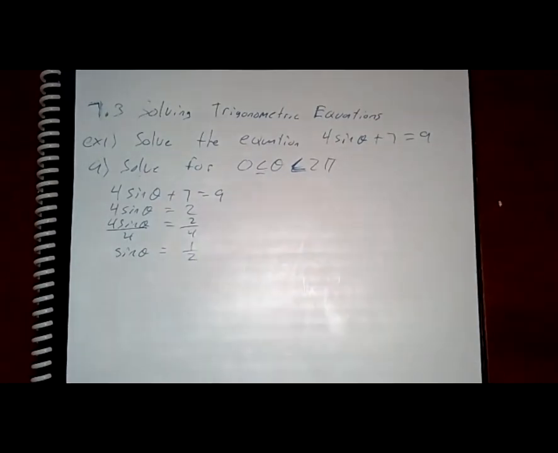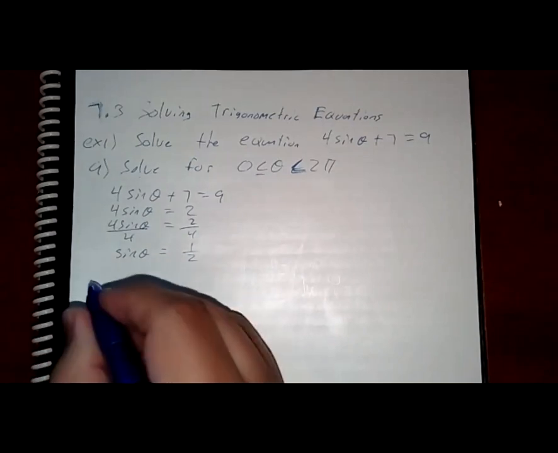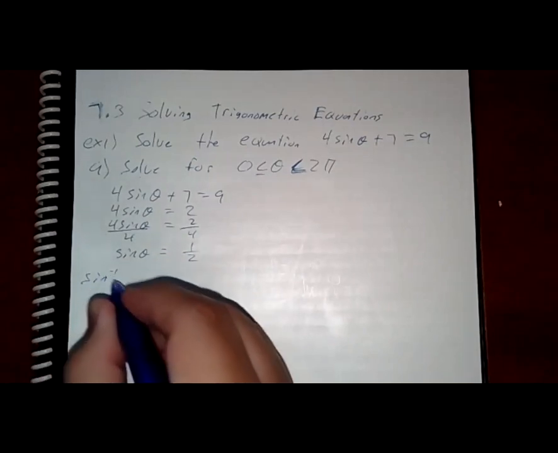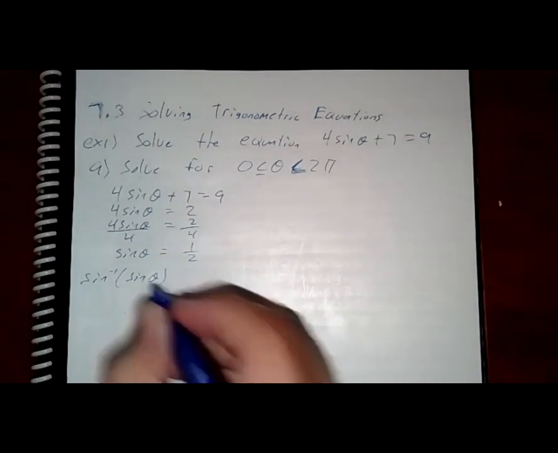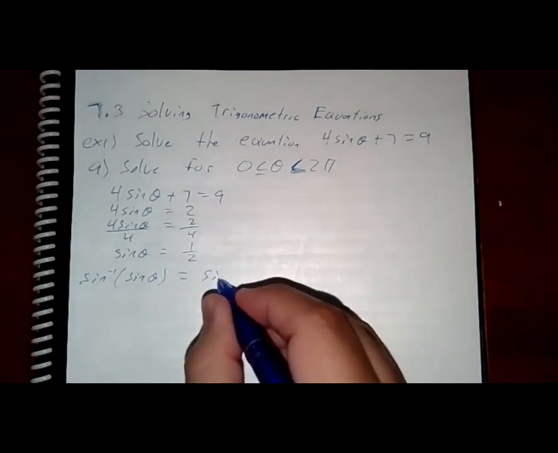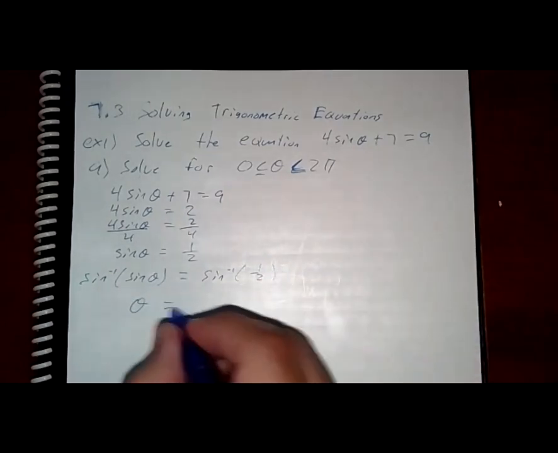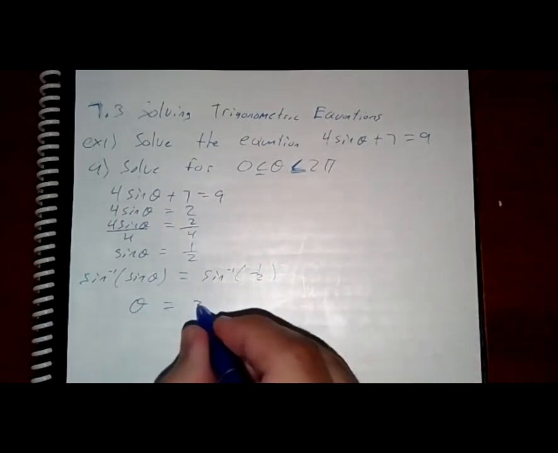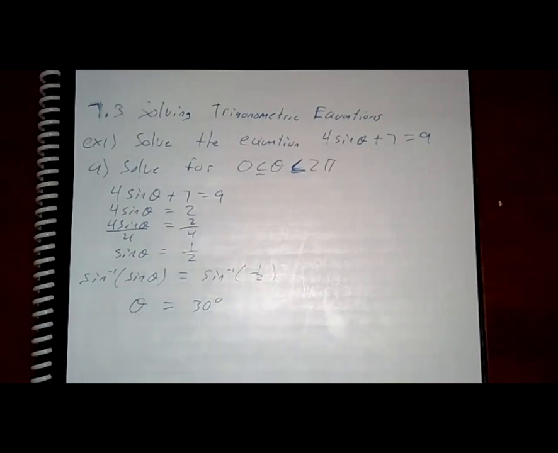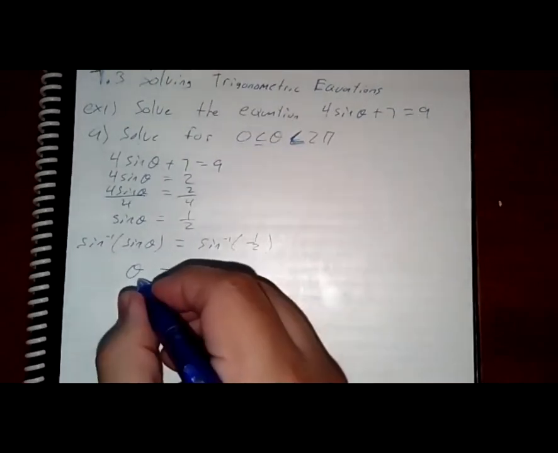Now there's a couple of ways to do this. You can take the inverse of both sides. So sine inverse of sine, which will cancel the sine. Sine inverse of 1/2. So theta will be equal to 30. Let's use degrees just to keep it simple for now. I'm going to call that my first angle.